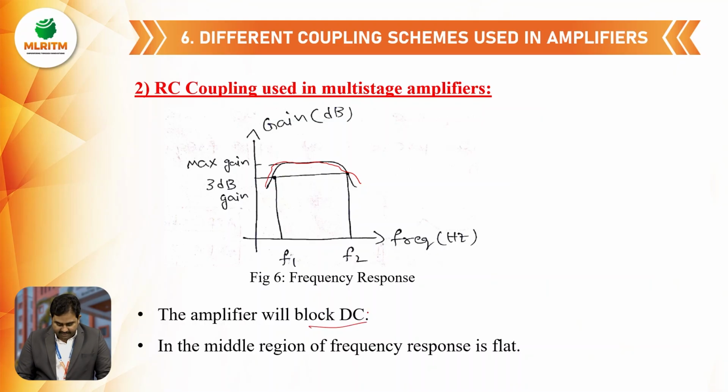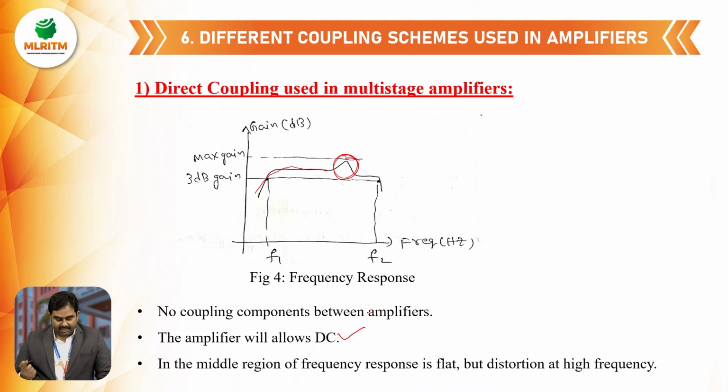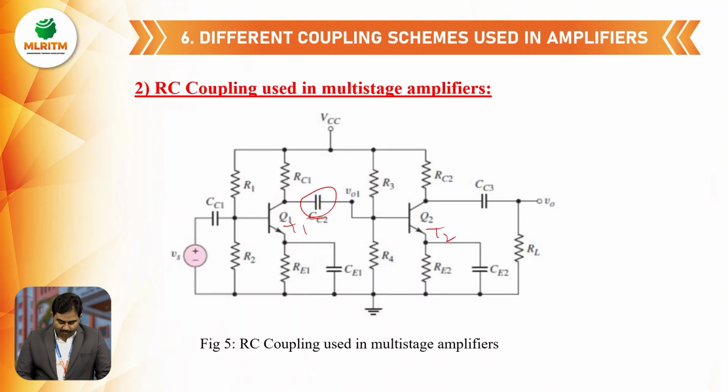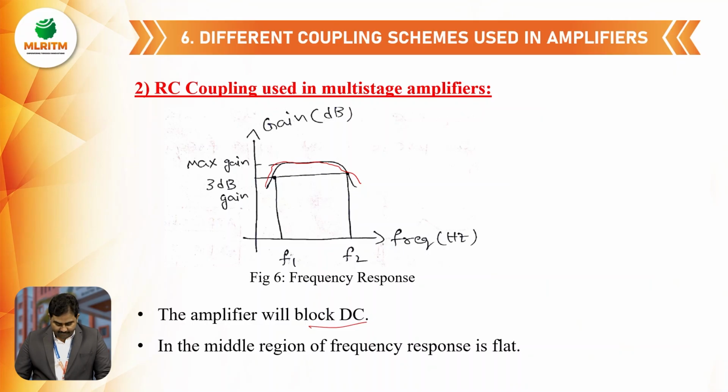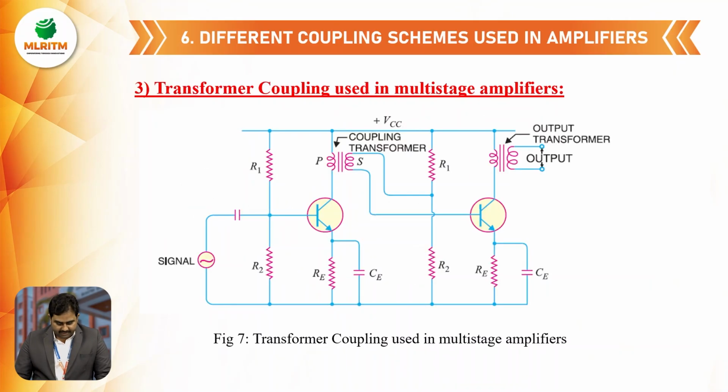And it blocks the DC. The first one, direct coupling, does not block DC, it allows DC. Because of the usage of a capacitor in RC coupling, it blocks the DC. We can consider it one of the disadvantages.